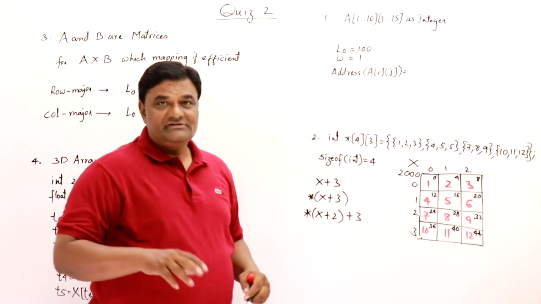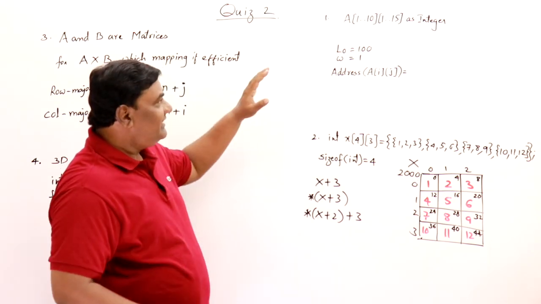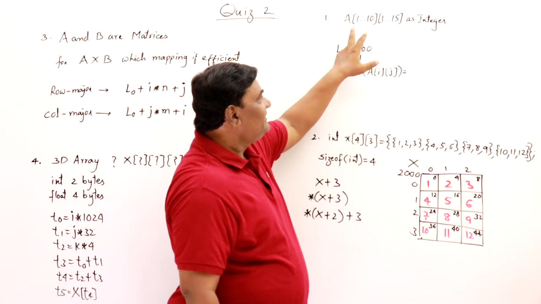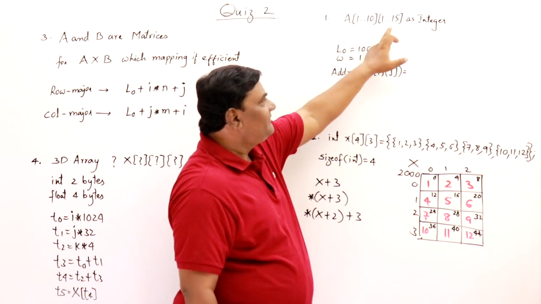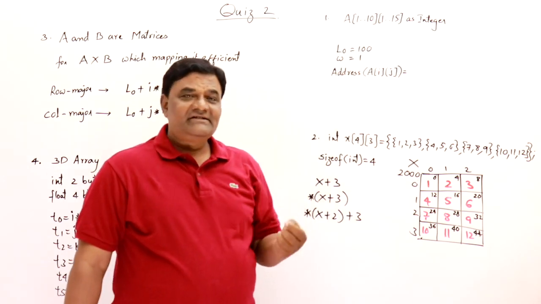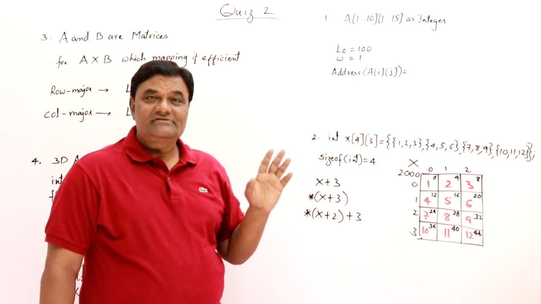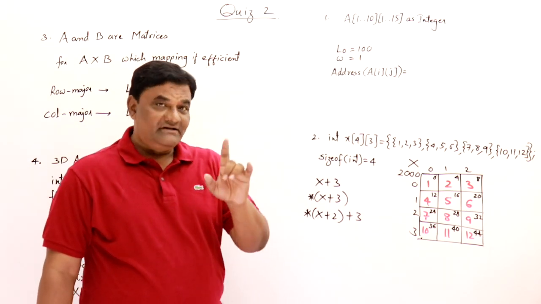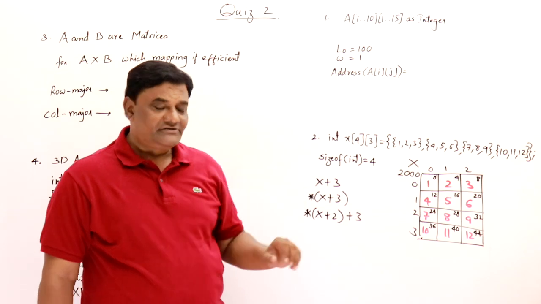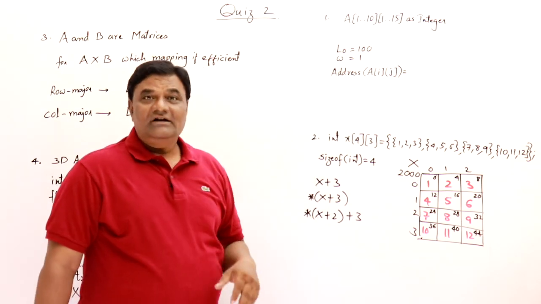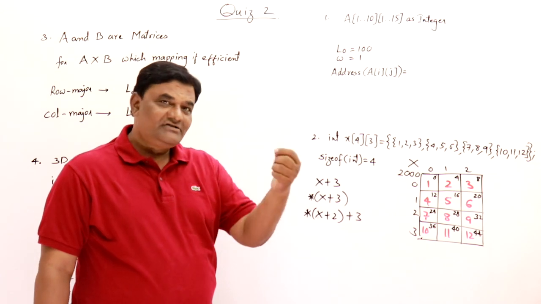So the first question says that there is an array of type integers, a 2-dimensional array. The dimensions are 1 to 10 and 1 to 15. The base address of the array is 100 and the size of an integer is 1 byte. Word size is 1 byte. It is given in the question. So I have written it like this. Then we have to find out the address of any location I and j.